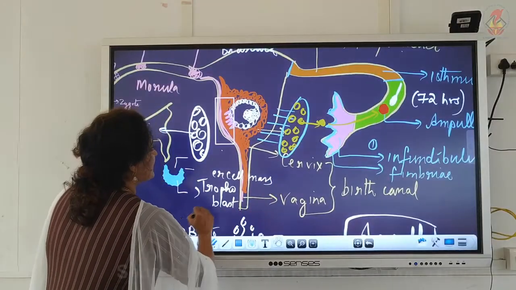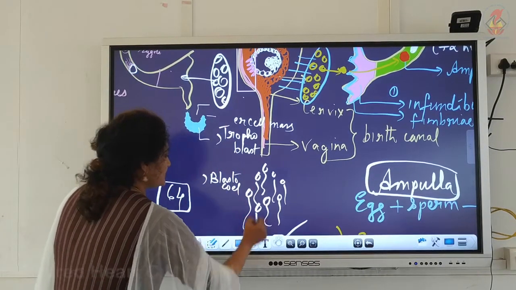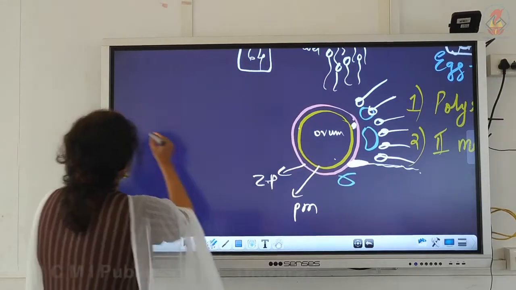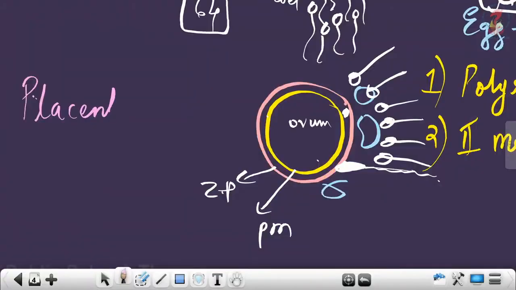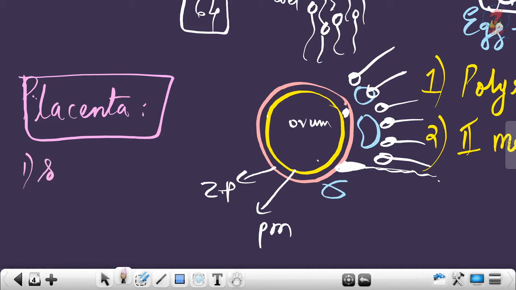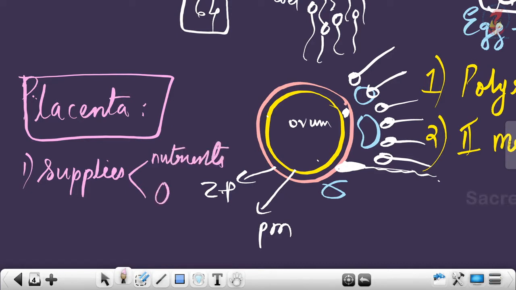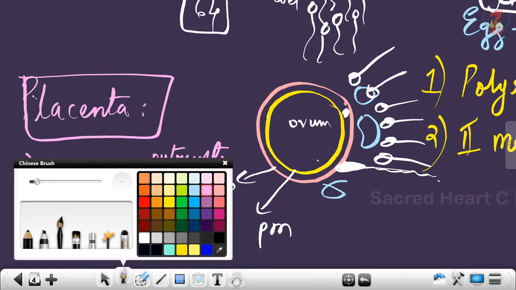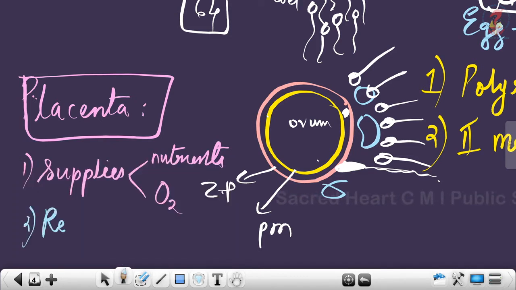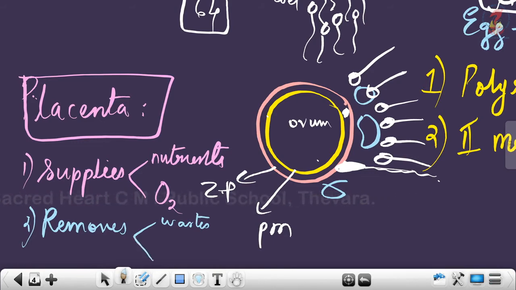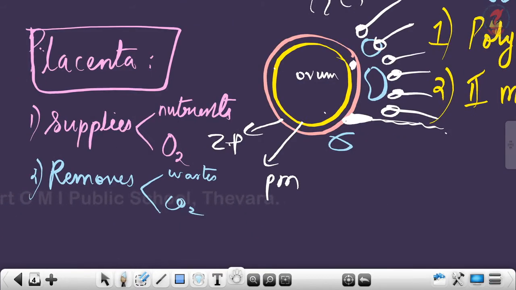And we know the function of the placenta. In brief, I am giving the function of placenta. So that is embryogenesis over. The placenta is a very important structure. First, it supplies. What all does it supply? It supplies nutrients to the developing embryo, and also it supplies oxygen. Second function, it removes what? What is the byproduct of nutrients? Waste. And what is the byproduct of oxygen intake? Carbon dioxide.